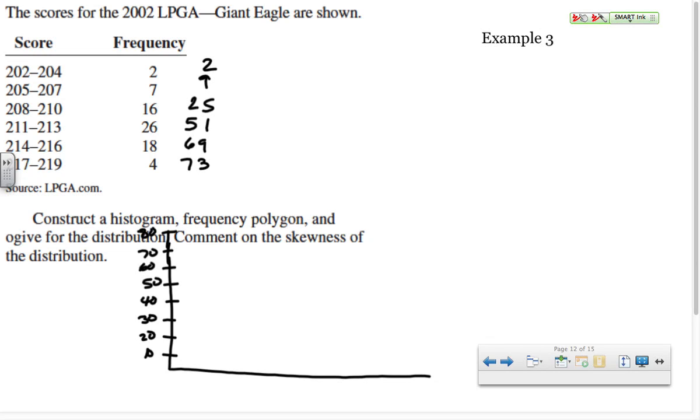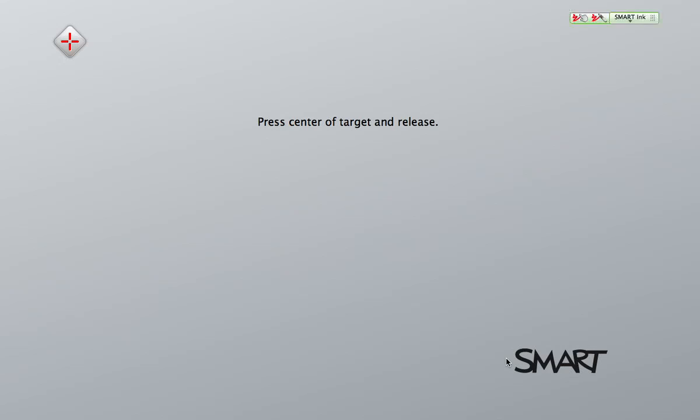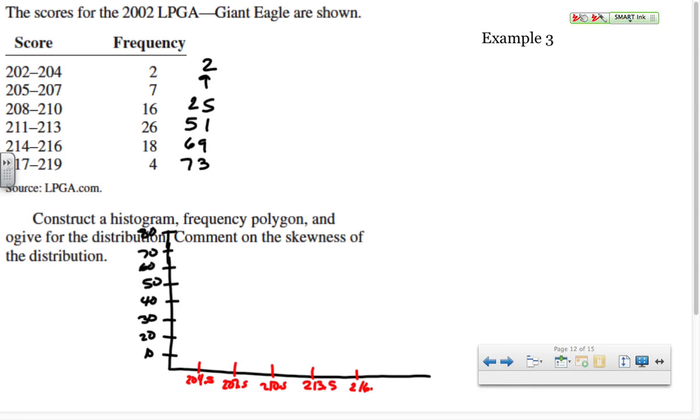Okay, so when we plot the points, they're at each of the upper boundaries. So we're going to plot them at the upper boundaries of each one. This is not midpoint, this is upper boundary. So 204.5, 207.5, 210.5, 213.5, 216.5, and 219.5. So when you plot the points, they must be at the upper boundaries of your frequency.